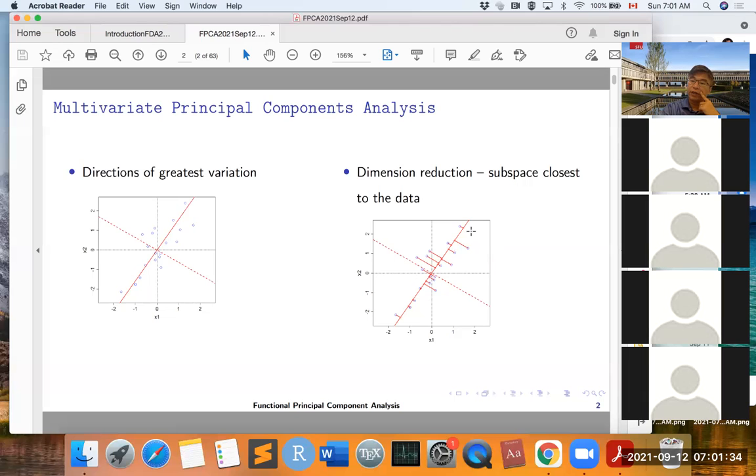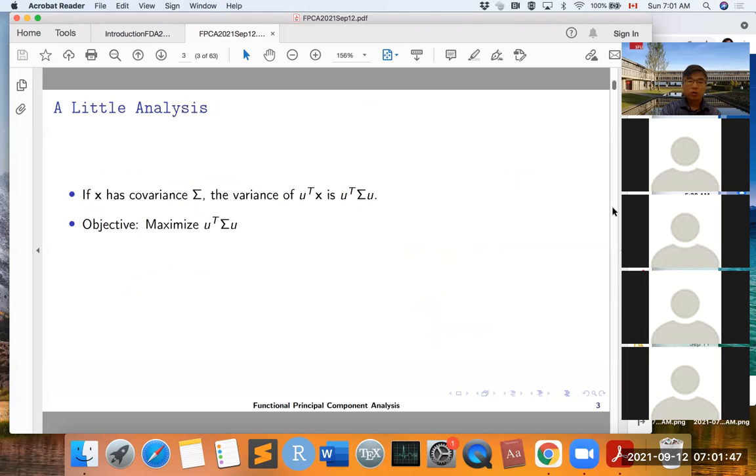This is very convenient, and PCA now serves as one of the most important tools when we work on high-dimensional data. Okay, so just a little bit of analysis about PCA.